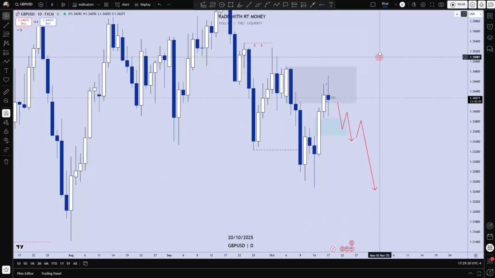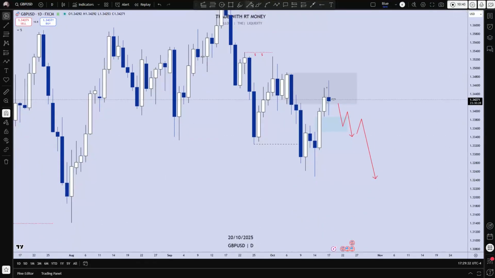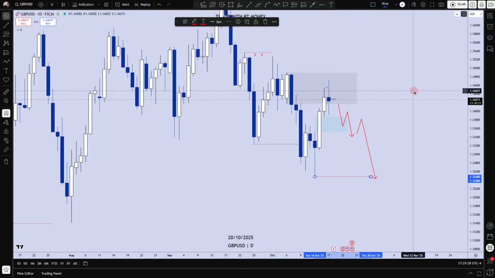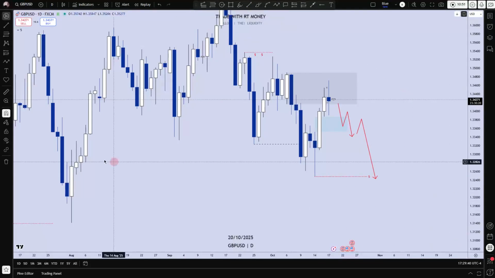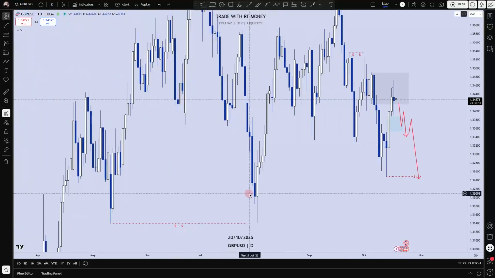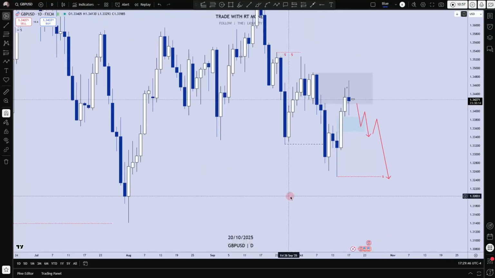What would be my targets? I just showed you here. That would be target number one for the week. That's it. I'm hoping that we can get down to these relative equal lows, because that would be a fantastic opportunity. But we'll look at this for this week.